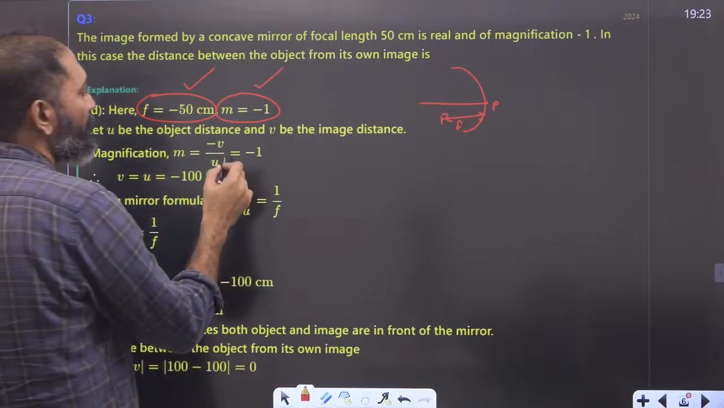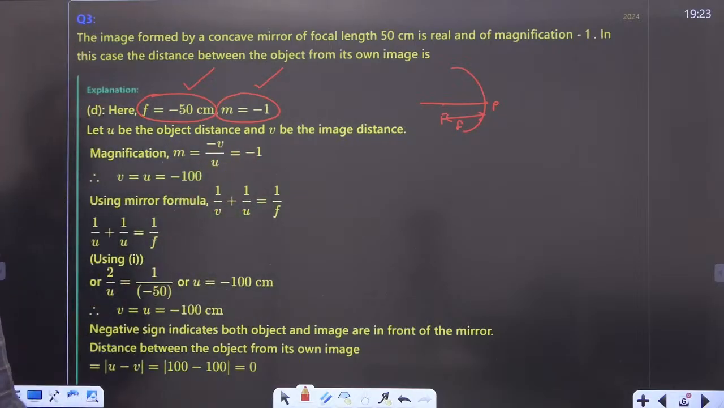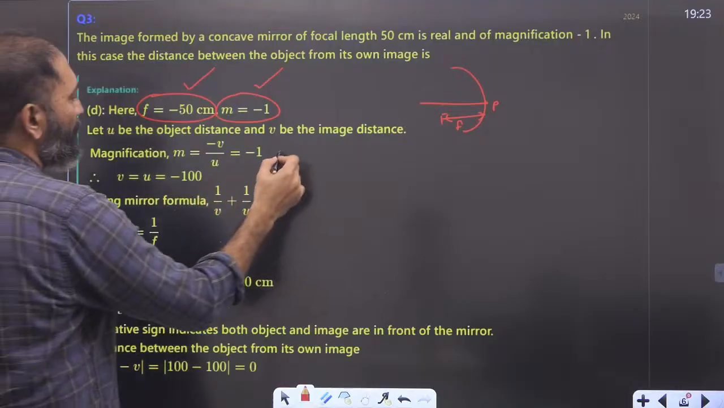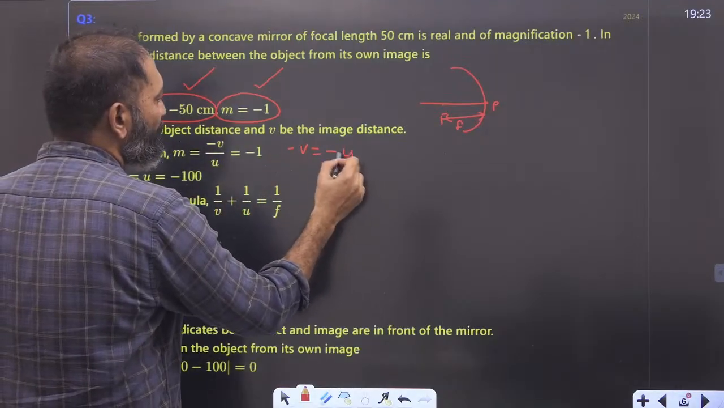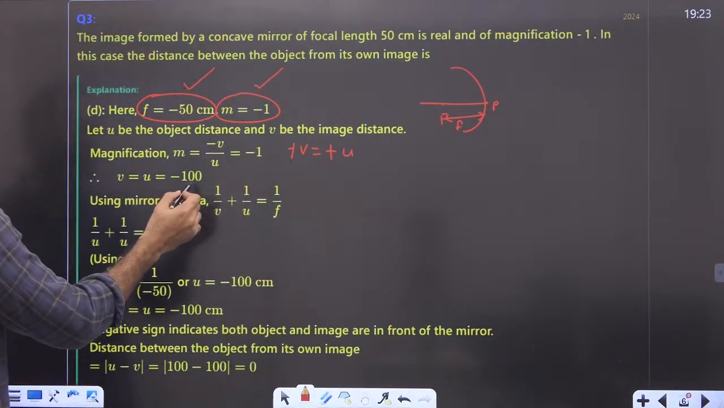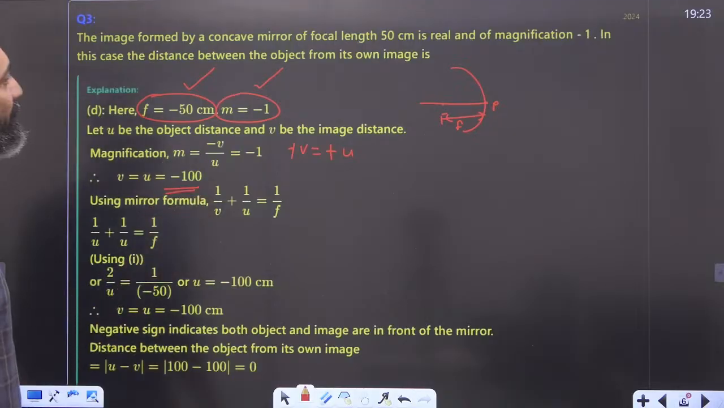Magnification in a mirror is what? Minus v by u equal to -1. So v equal to what? Minus v equal to minus u. So minus gone, v equal to u. That is equal to what? What is the object distance?